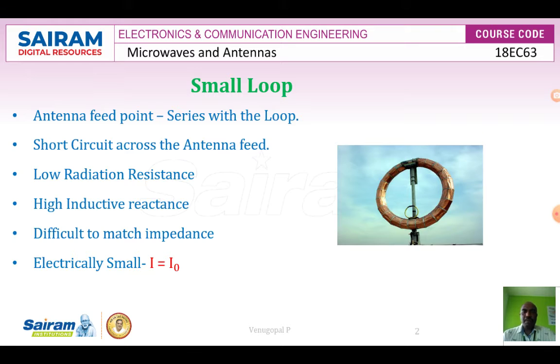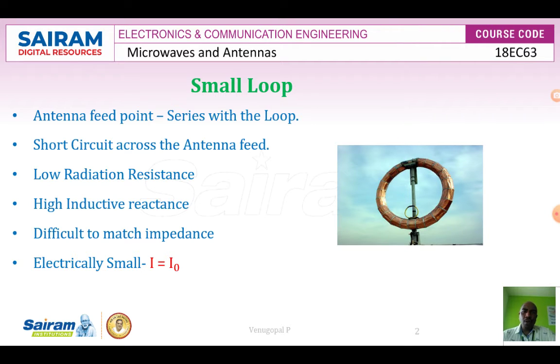So what is a small loop? What are its characteristics? So look here. A small loop is a type of antenna where the antenna feed point would be in series with the loop. You know, the antenna feed point is the bridge between the transmission line and the antenna. So that antenna feed point would be in series with the loop.